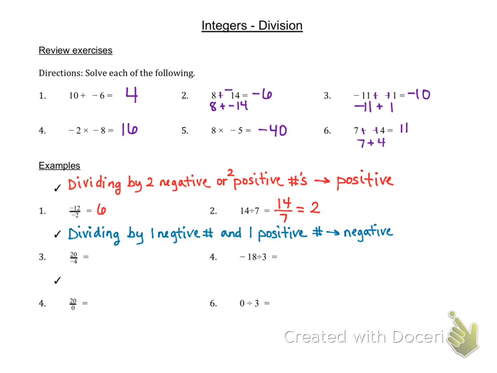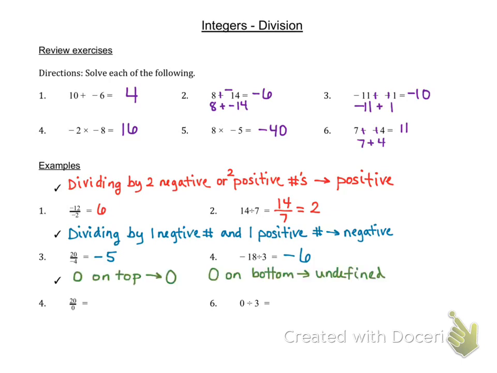Now what happens when we divide by one negative number and one positive number? Well, then our answer is going to end up being negative, similarly to multiplication. So if we have 20 divided by a negative 4, that's going to equal a negative 5. And number 4, negative 18 divided by 3 is going to be a negative 6.